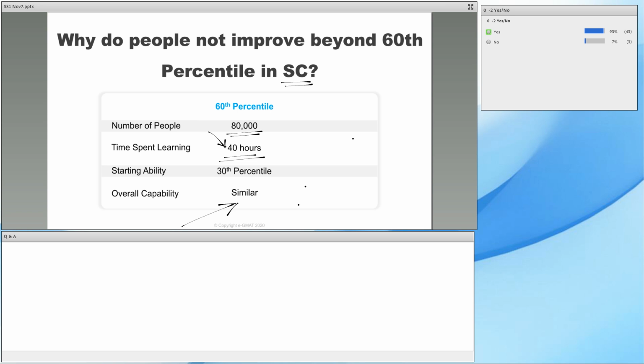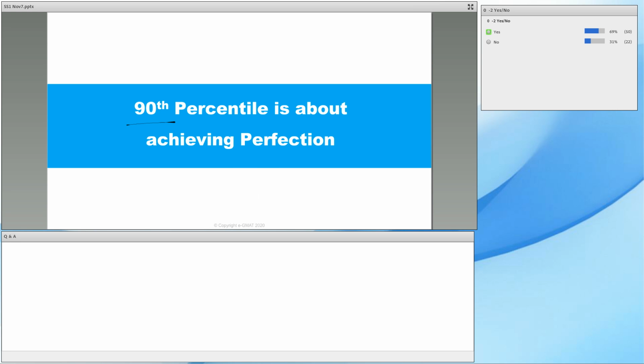And pretty much everyone can get to that 90th percentile, everyone who's thinking about the GMAT. A 90th percentile student is also someone very similar. He also starts with that 30th percentile. He also spends 40 hours, and he gets to among those top 20,000 students, which is the definition of the 90th percentile. So what's the difference? The difference between a 90th and a 30th percentile student is their outlook. Why? Because the 90th percentile is about achieving perfection, which means that if you want to focus on achieving perfection, you need to have a corresponding outlook.